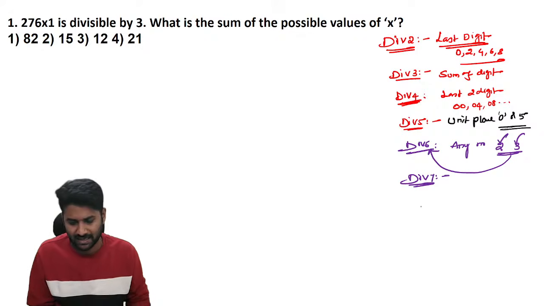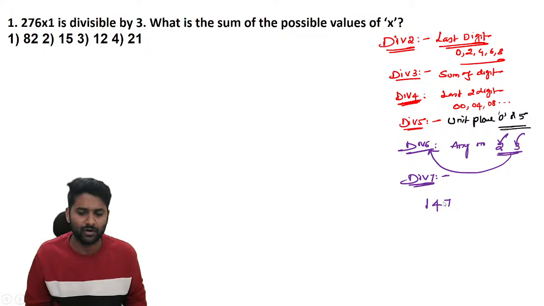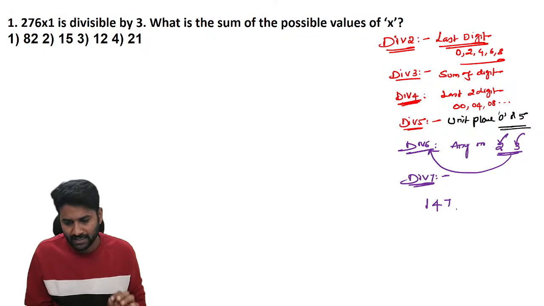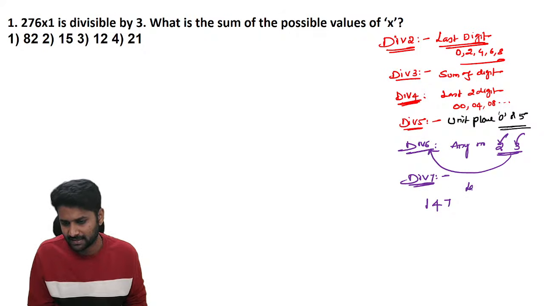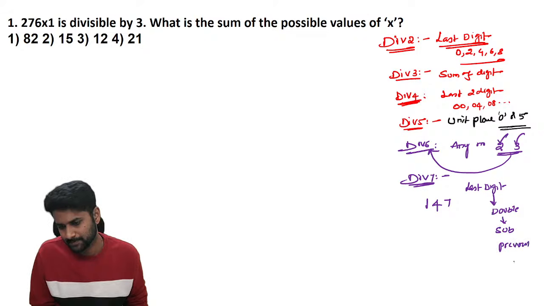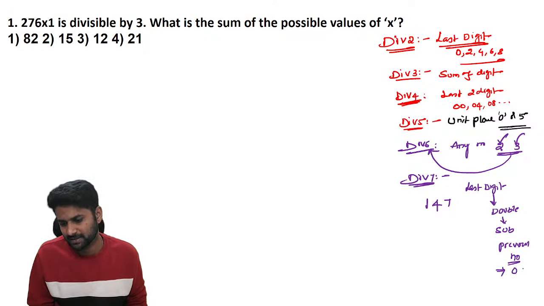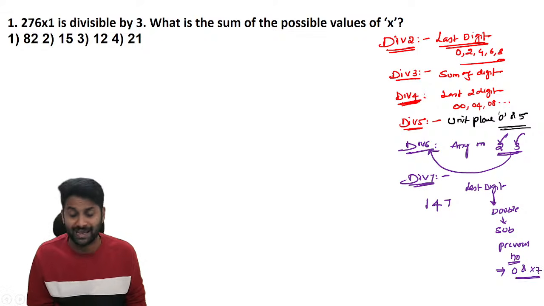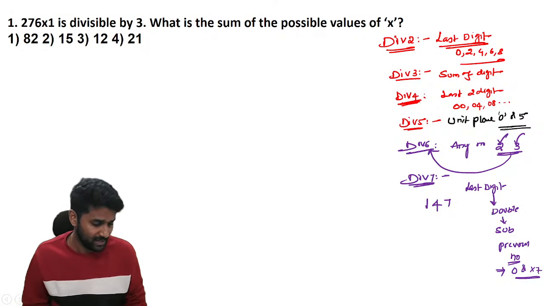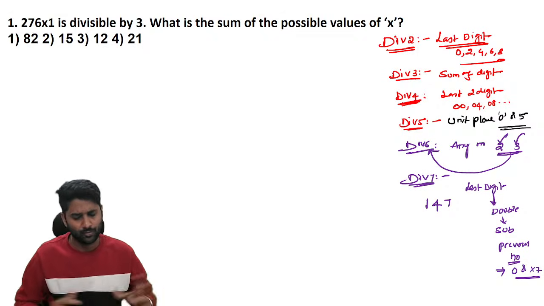Now understand this. I am taking an example to understand this calculation. 147. Is 147 divisible by 7 or not? The divisible by 7 rule says that every time consider the last digit and double it and subtract from the previous number. If you find the difference is 0 or a multiple of 7, then the entire number is divisible by 7. And you can repeat this process depending on how many digits there are.